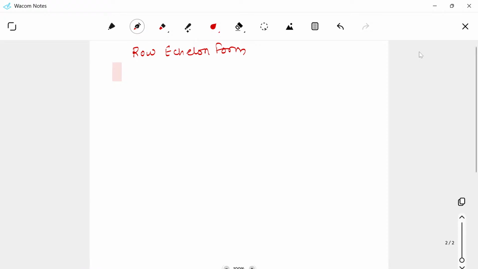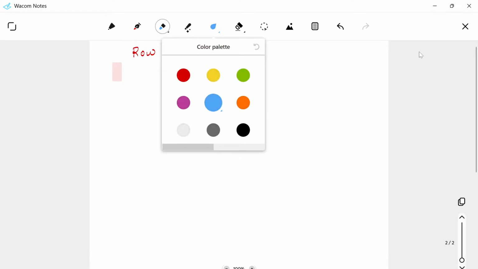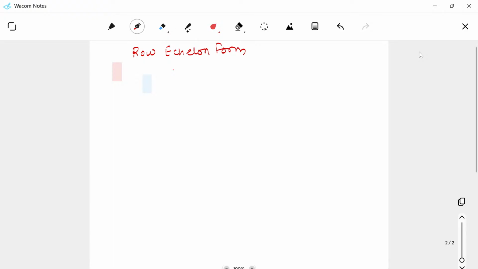Okay. So let us talk about the row echelon form, REF. All zero rows are at the bottom.